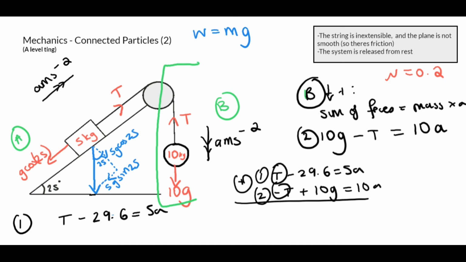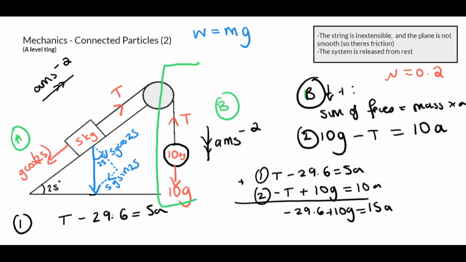T plus minus T is going to become 0T. That doesn't matter. Minus 29.6 plus 10G, that's going to be equal to 5A plus 10A. That's going to be 15A. Calm little light work thing. So now you've got minus 29.6 plus 10G is equal to 15A.